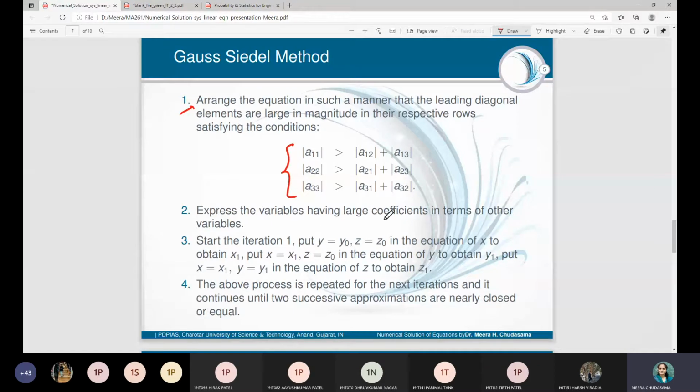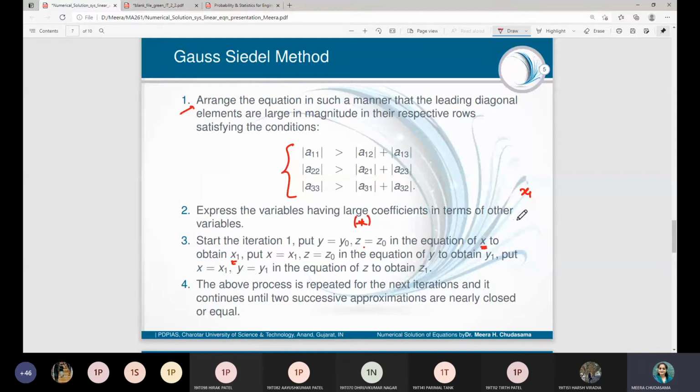Express the variable having large coefficient in terms of other variables. Means as I have explained, जो star equation दिया था, that is what the step is. Start iteration 1. यहाँ पर iteration 1 की बात कर रहे हैं. Put y is equal to y0, z is equal to z0 in the equation of x. Means यहाँ पर हम पूरे system की बात नहीं कर रहे हैं. In the previous case, it was for the entire system. But here we are talking about the substitution in just the equation of x to obtain x1. Means इस case में iteration 1 में आपको x1 मिल गया.